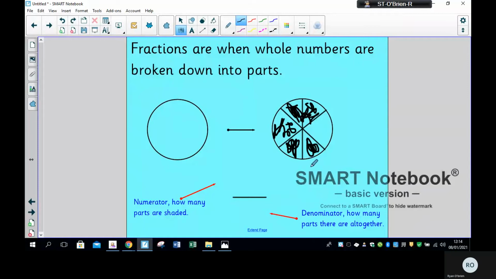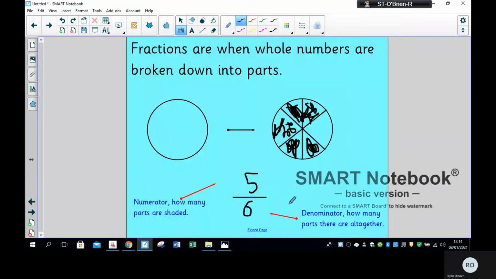Mr. O'Brien, let's say this was a pizza. Mr. O'Brien has got his pizza from Domino's and it's been cut into 1, 2, 3, 4, 5, 6 parts. So I've got 6 parts there. And Mr. O'Brien's eaten 1, 2, 3, 4, 5 of the pieces. 5 out of 6. So the numerator tells me I've eaten 5. The denominator tells me there was 6 altogether to start with.